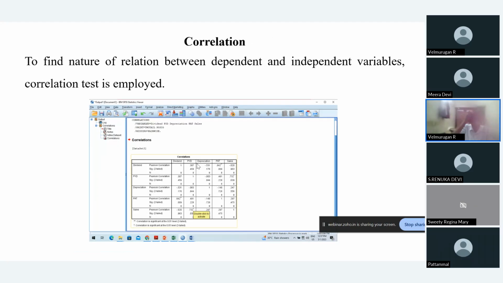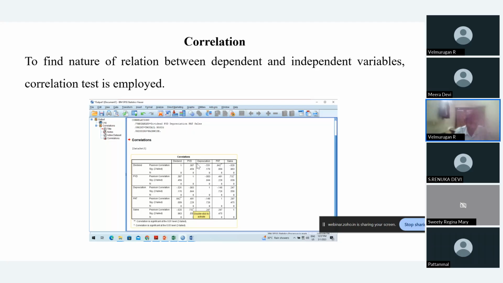Next is correlation. The purpose of employing correlation is to measure the nature of relation that exists between two variables, between dependent and independent variables. Here the nature of relation mentions whether there exists a positive relation or a negative relation, called positive correlation or negative correlation. For example, we can compare profit and sales.